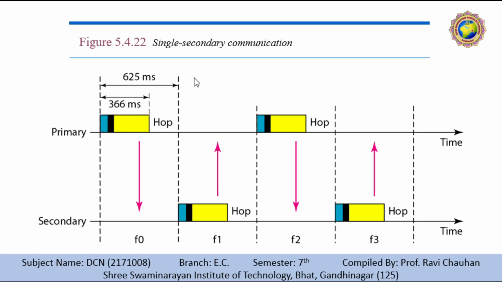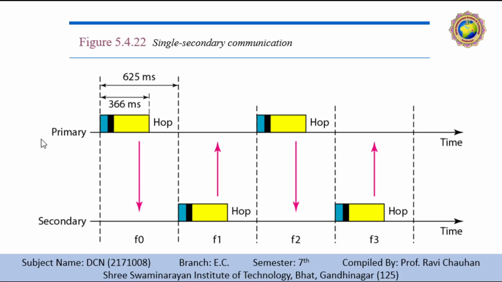Single secondary communication. If the piconet has only one secondary, the TDMA operation is very simple. The time is divided into slots of 625 microseconds. The primary uses the even numbered slots 0, 2, 4. The secondary uses the odd numbered slots 1, 3, 5.